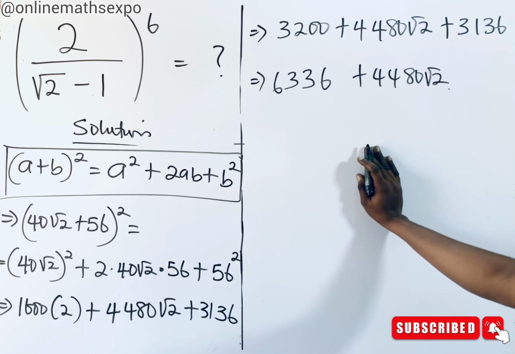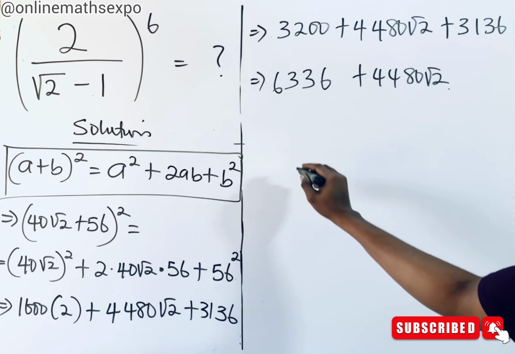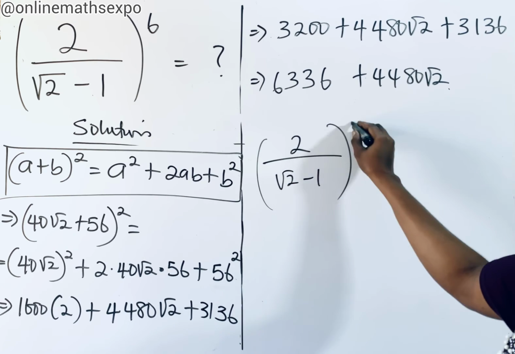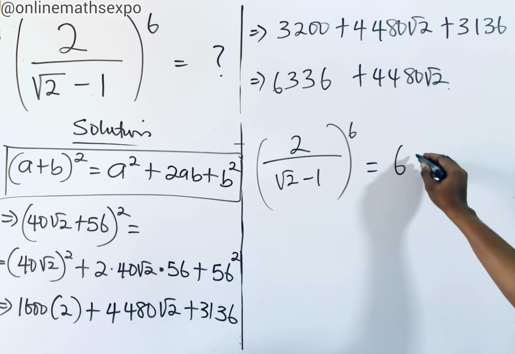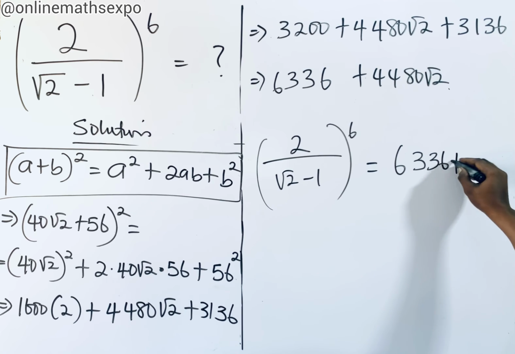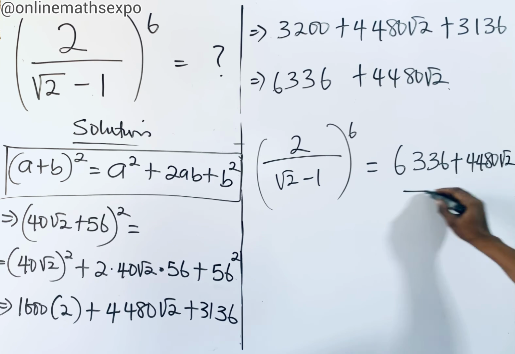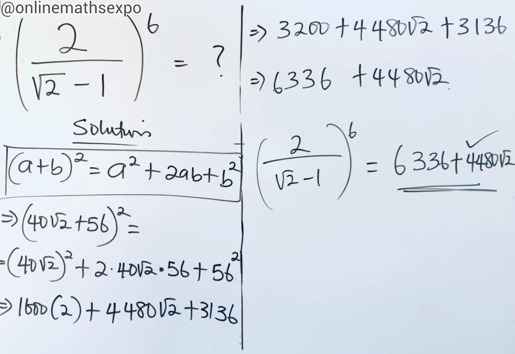4,480 root 2. So for simplifying this to the power of 6, we have 6,336 plus 4,480 root 2. And this is our answer.